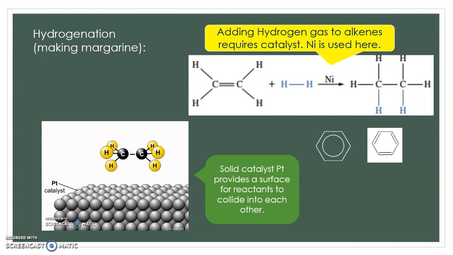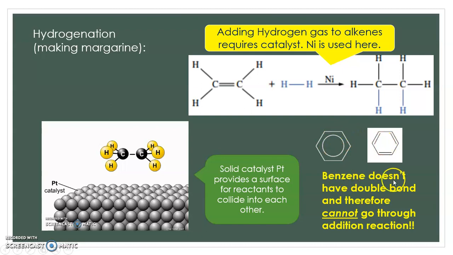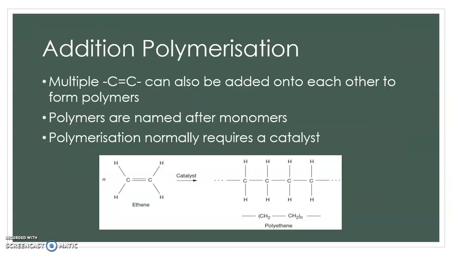Here I have to say this again. Benzene is sometimes written as a hexagon ring with alternating double bonds, but it actually does not have double bonds in its ring. Although it's sort of unsaturated, it doesn't really have double bonds in there, and therefore it cannot go through addition reaction, definitely not with hydrogen to become cyclohexane. Not in VCE chemistry anyway.